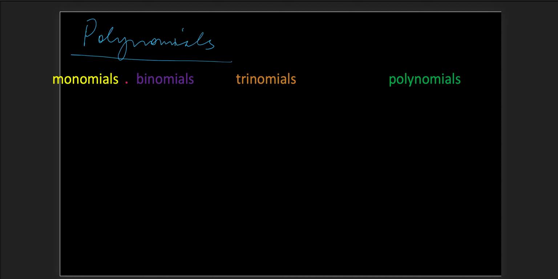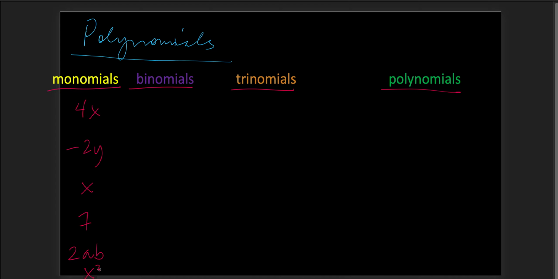Now we go to something totally different. Switch gears, we're looking at polynomials. So I'm going to give you some examples of monomials, binomials, trinomials, and then polynomials. Examples of monomials are just 4x or negative 2y, even just x is a monomial, even just a number is a monomial. What else? 2ab, maybe x squared or 3x squared. These are all monomials. There's one term.